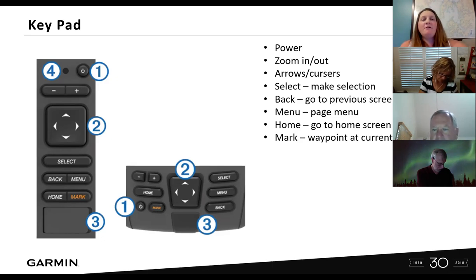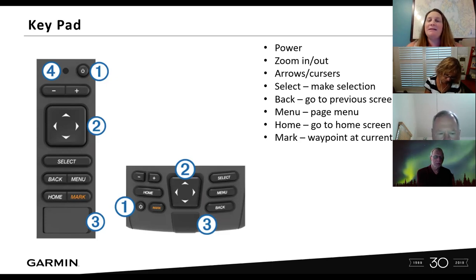Then you have on the left, right below the power button, the plus and minus. On the picture on the right, the smaller screen, you have the plus and minus on the top left. That's your zoom in and out. Very easy zoom in and out. And then you have your arrows, your cursors.